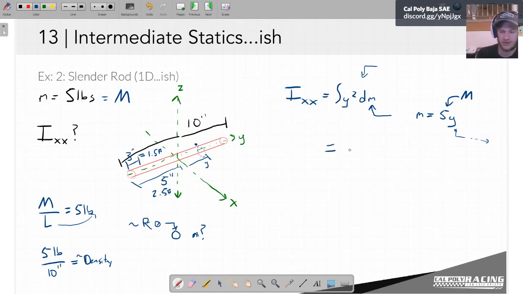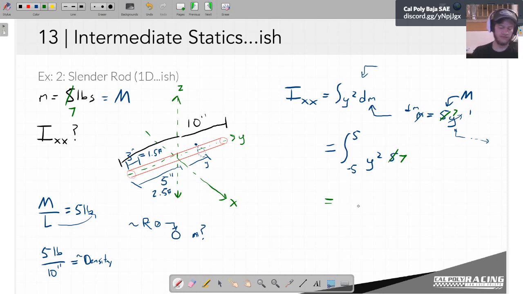So this is equivalent to the integral from -5 to 5 of y squared. If we're taking the derivative of this, the derivative of y is just 1, so dm equals 5. So it'd be y squared times 5. And actually, I'm going to make this 7 pounds, just so that it's a little clearer to see what numbers are what. We're going to make that 7 pounds. Okay, so now we have a function in terms of y, just a discrete integral.